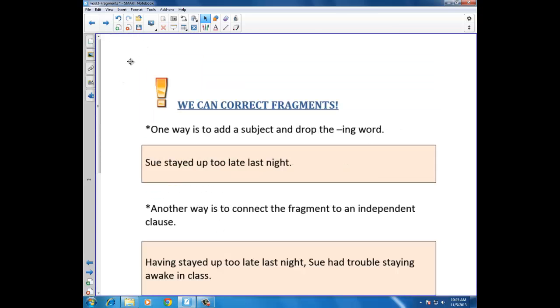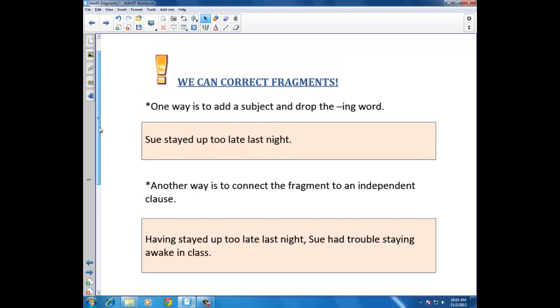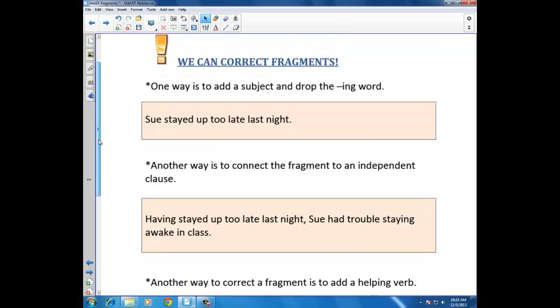We can correct fragments. One way is to add a subject and drop the ing word. Sue stayed up too late last night. Now we know who stayed up too late last night, and we have a complete sentence. Another way is to connect the fragment to an independent clause. Having stayed up too late last night, Sue had trouble staying awake in class.